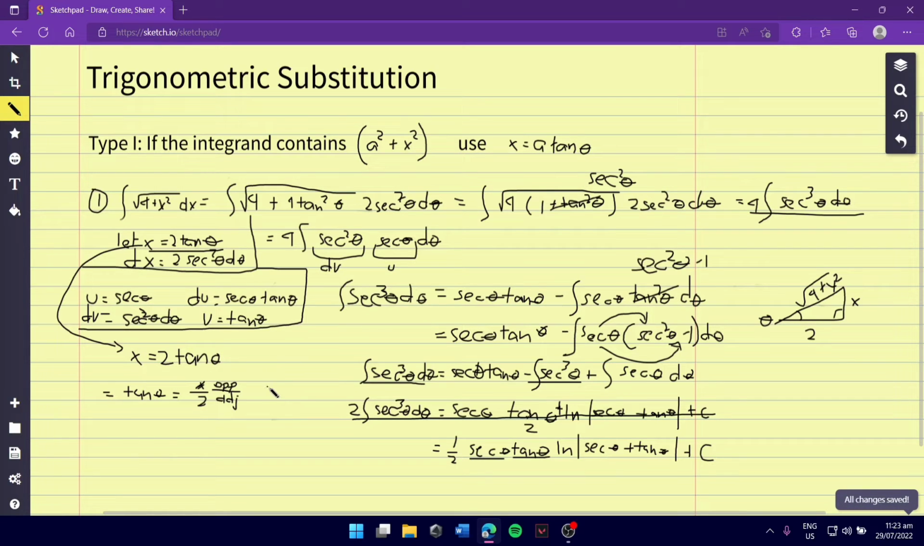So now we will solve for the secant theta. So secant theta is equal to hypotenuse over adjacent. So this is now our hypotenuse. So we have the square root of 4 plus x squared, and then our adjacent, which is 2, right? So we have now the terms.